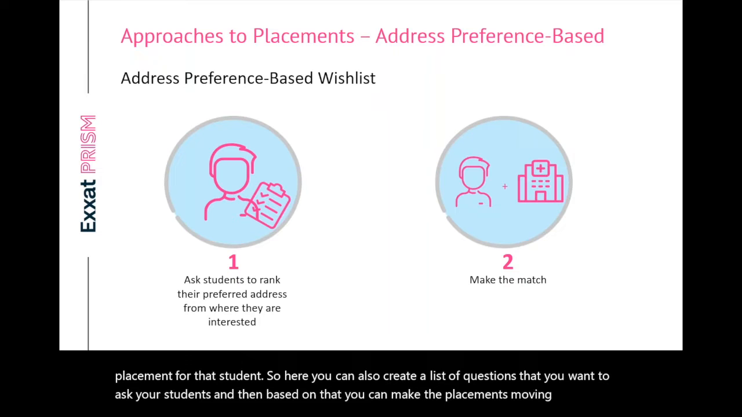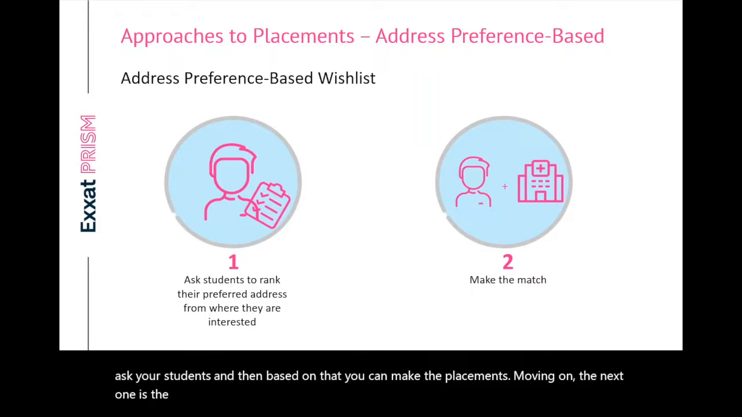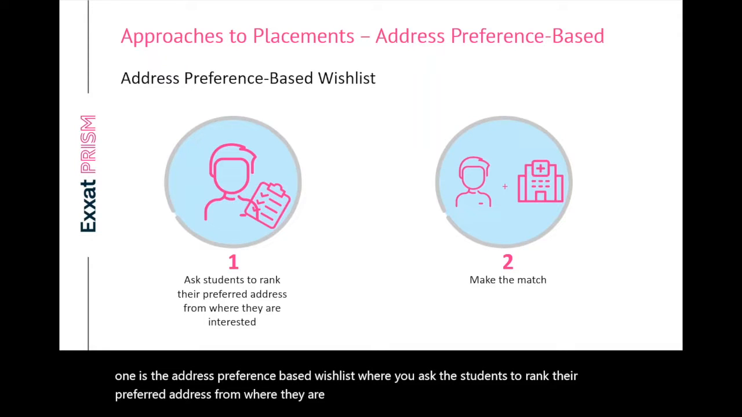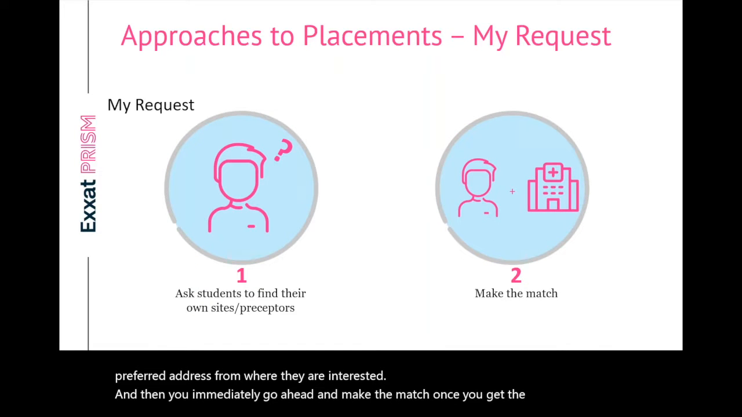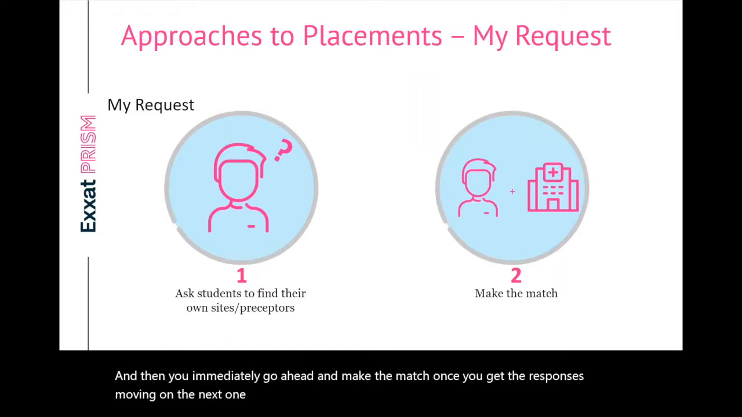Moving on, the next one is the address preference based wish list, where you ask the students to rank their preferred address from where they're interested, and then you immediately go ahead and make the match once you get the responses. Moving on, the next one is a my request based wish list.